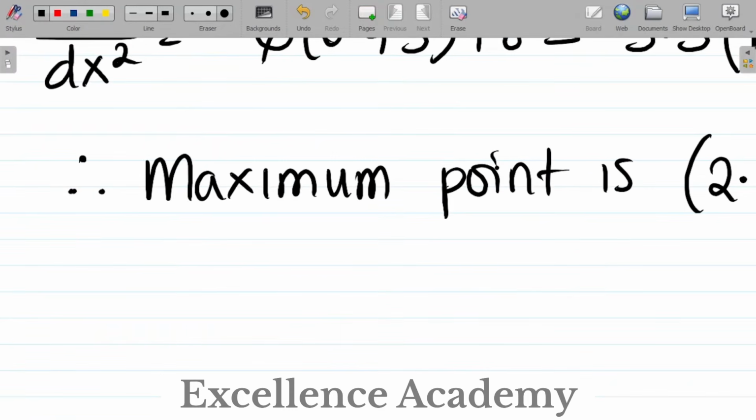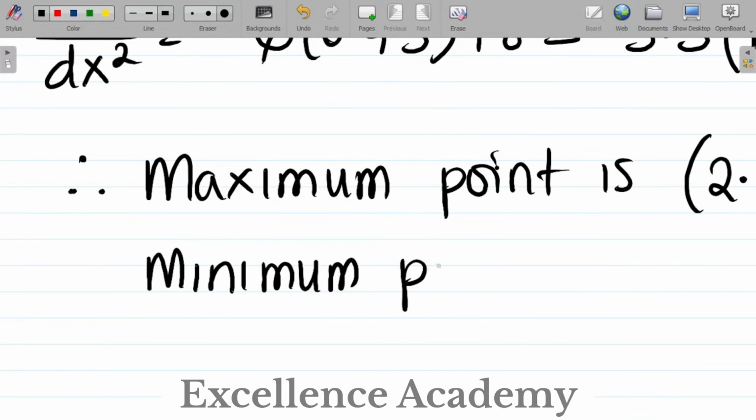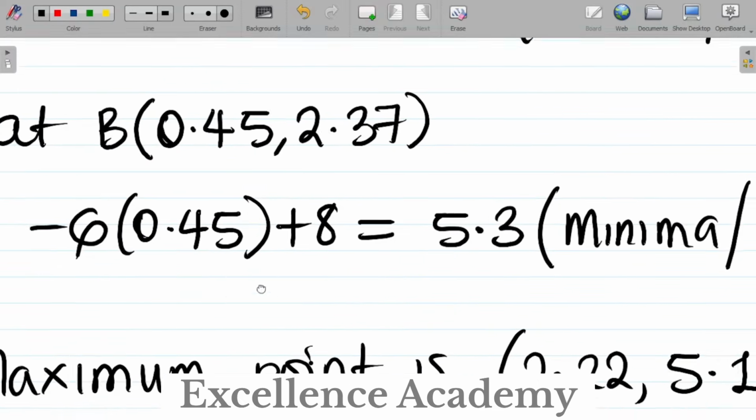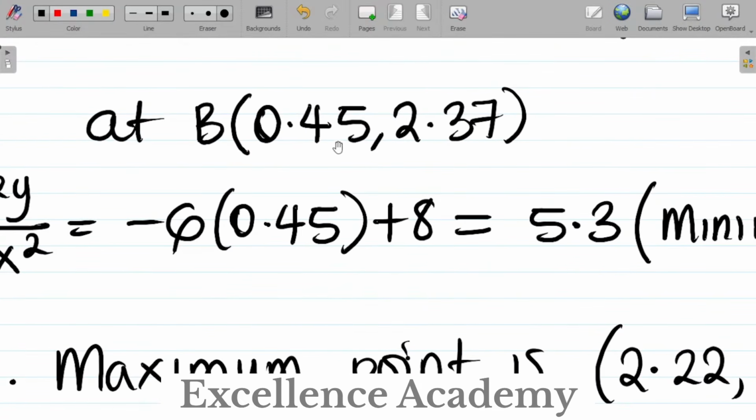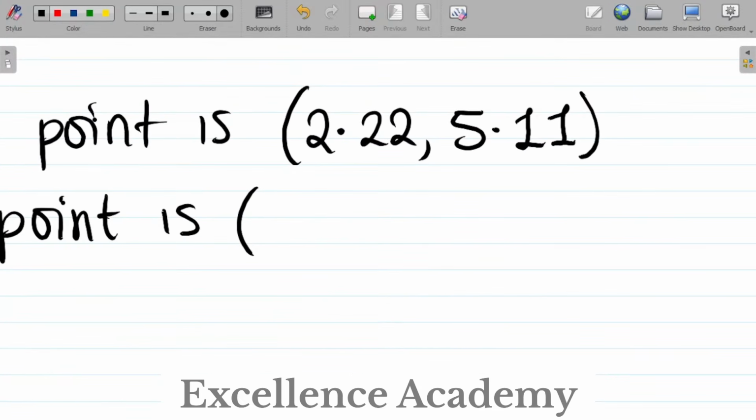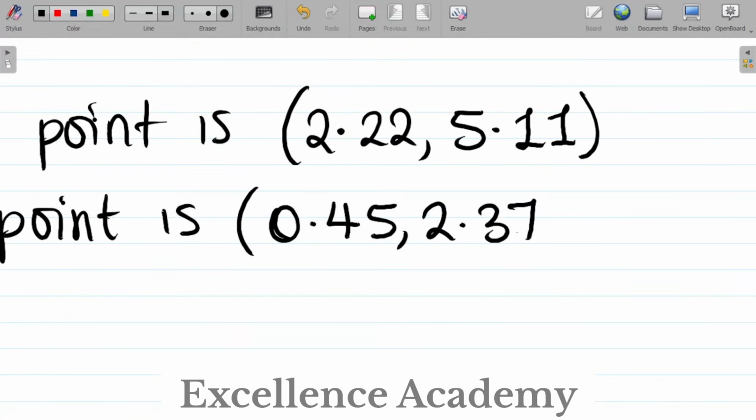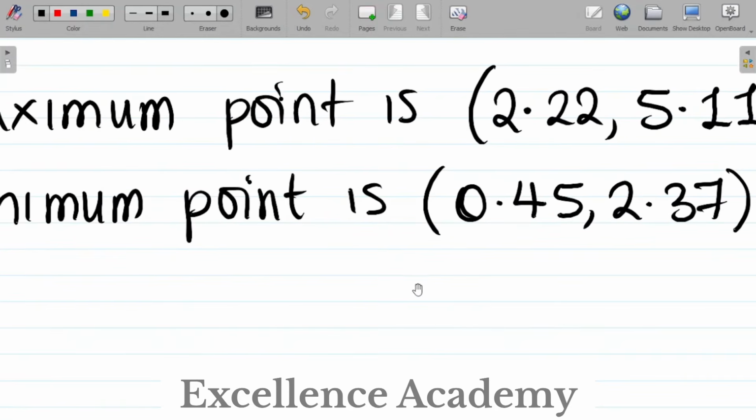Let's get the minimum point. What's the minimum point? The minimum point here is (0.45, 2.37). So that's the value of the maximum point and the minimum point.